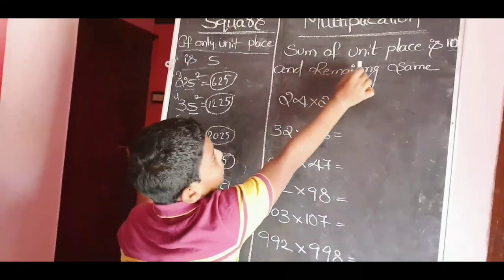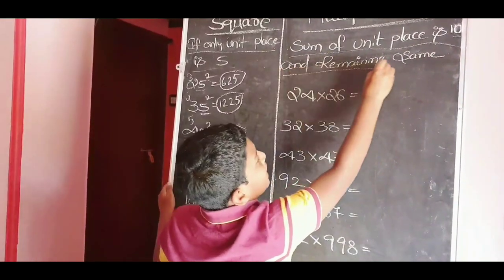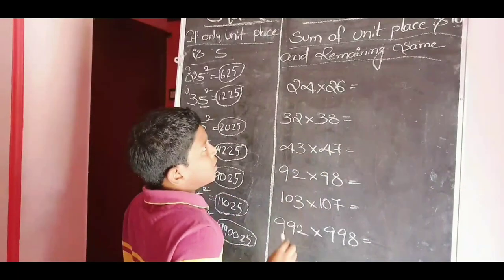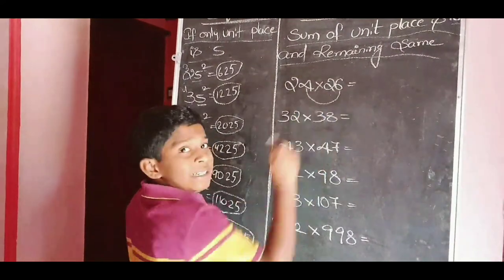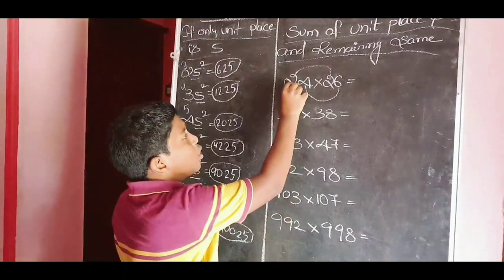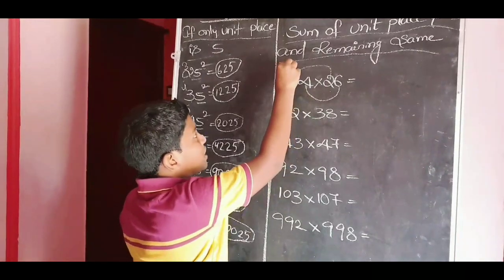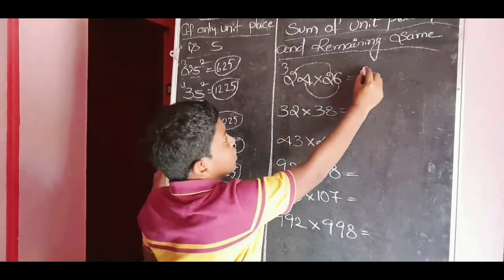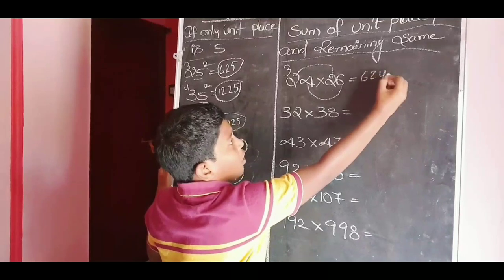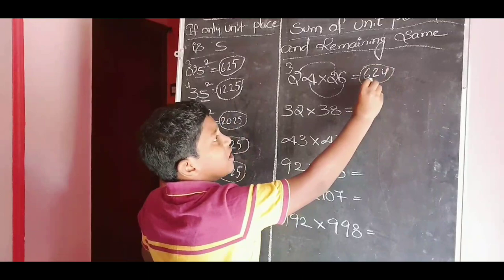Same order multiplication. Sum of unit place is 10 and remaining same. 24 into 26. Sum of unit place is 10 and remaining are same. 2 next 3. 2 3s are 6. 4 6s are 24. The answer is 624.